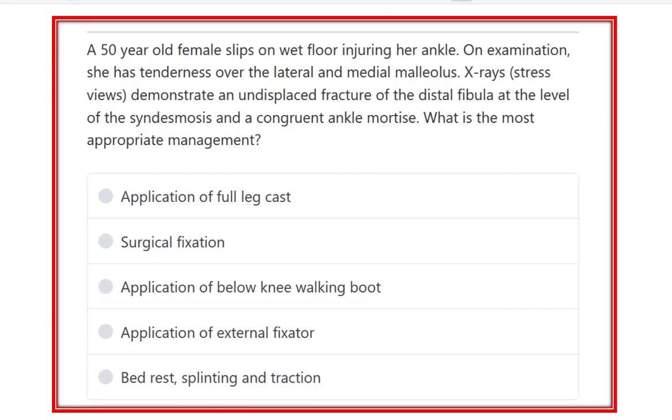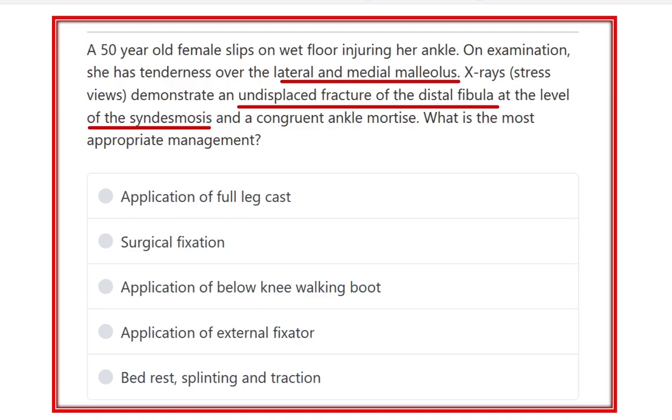A years old female slips on a wet floor, injuring her ankle. On examination, she has tenderness over the lateral malleolus and also the medial malleolus. X-ray demonstrates there is an undisplaced fracture of the distal fibula at the level of the syndesmosis and a congruent ankle mortise. What is the most appropriate management?